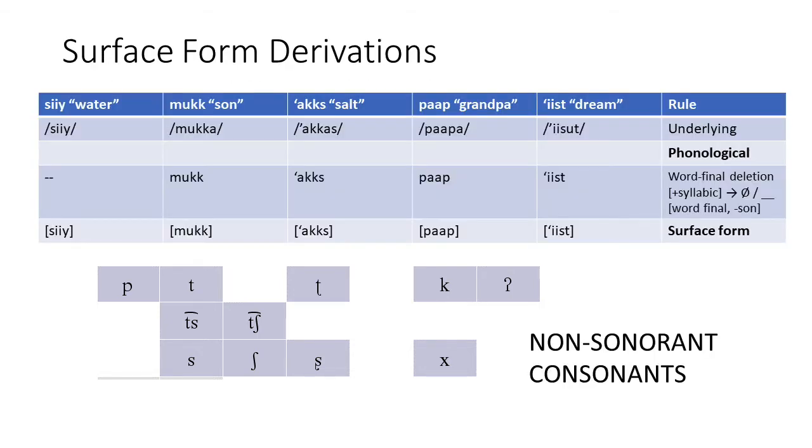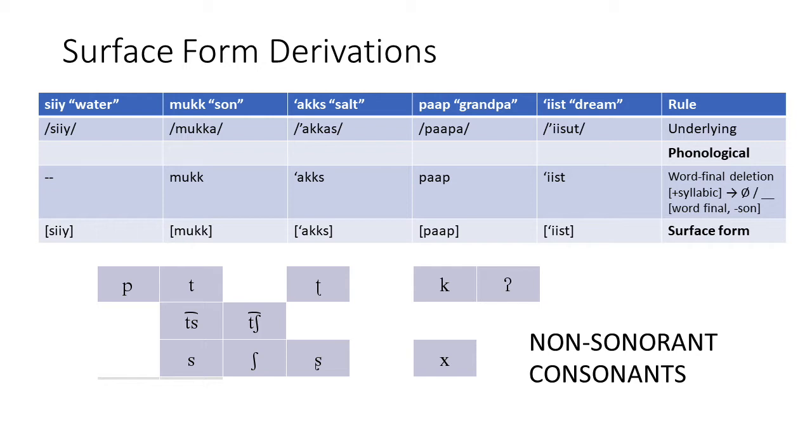So this is a surface form derivation. I have 5 words here, and they will all go through this single rule to show you what happens at the end to make a surface form. So let's go through each word. Sea means water. So the first row, I have the underlying form. So the underlying form of sea is sea. It's the same. So if you look at it, it says a word final deletion. That's the name of the rule.